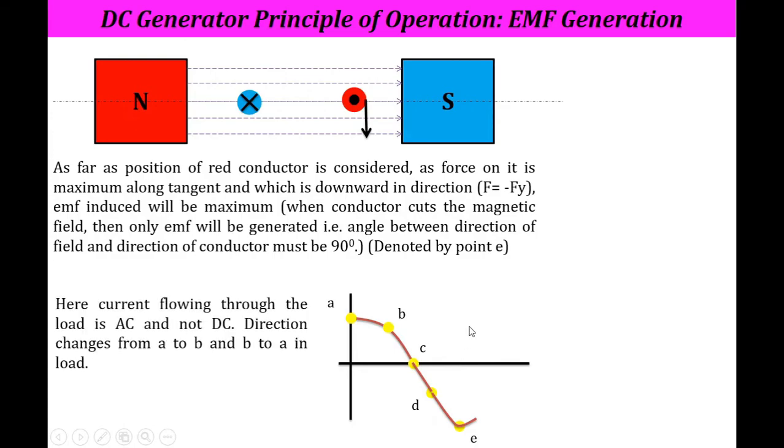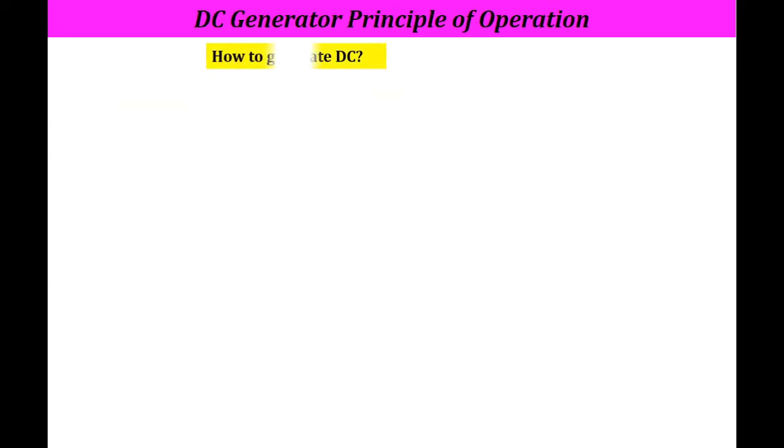Now the current shown in this graph is AC, it is not DC. And the direction of the current through the load also changes. In the first case it was from B to A, and in the second case it was from A to B. So the direction is changed. Now there will be a question: how to generate DC here?